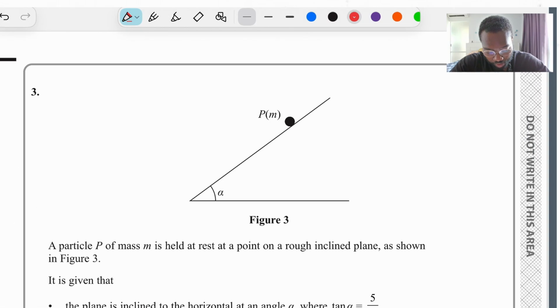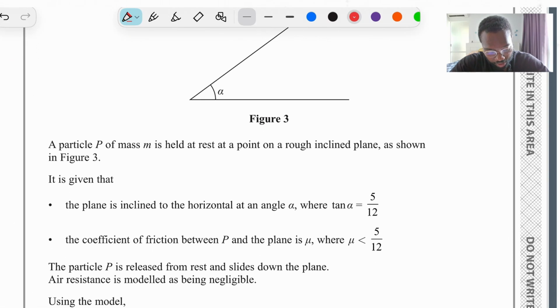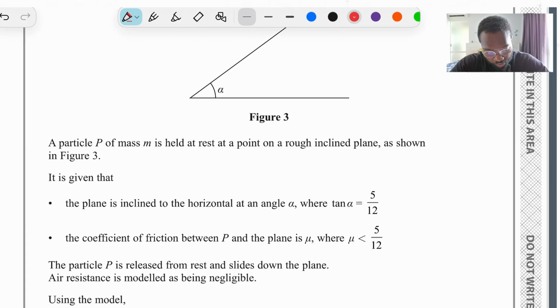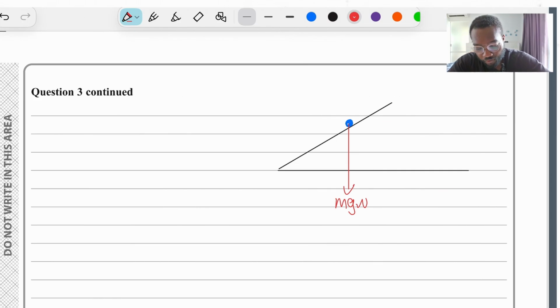We are told that it slides down the plane. So it releases from rest and slides down the plane. So therefore, our acceleration is a meters per second squared. It slides down the plane. We're also told that there's friction. Well, if there's friction, friction works in the opposite direction of motion. So therefore, friction will be acting up the plane. So we know that that is F newtons.